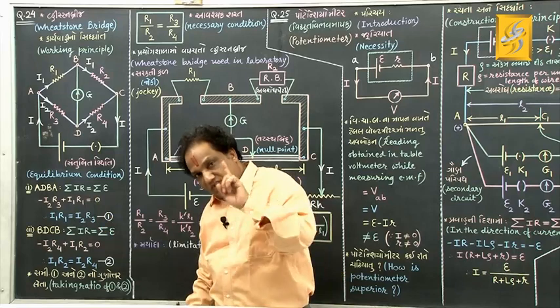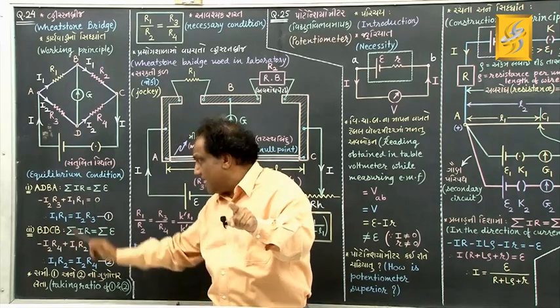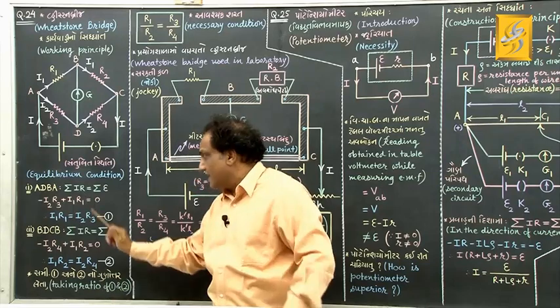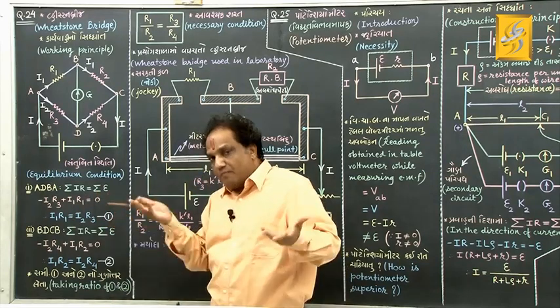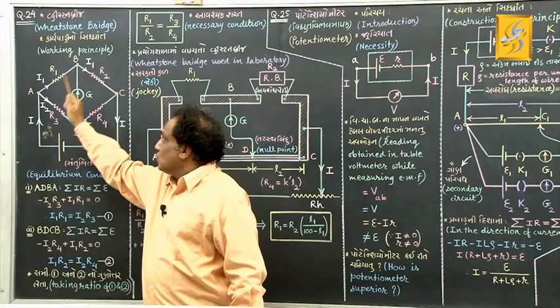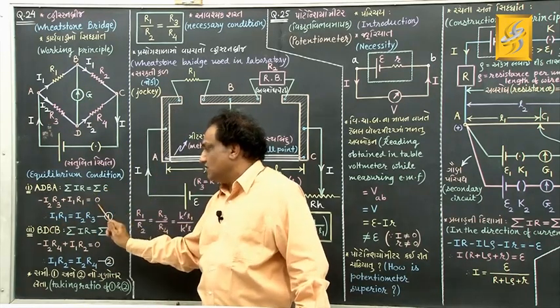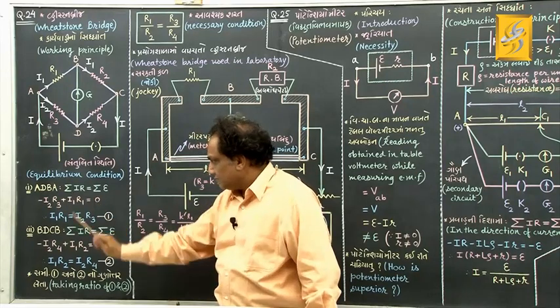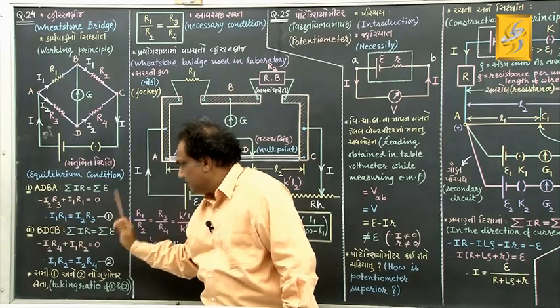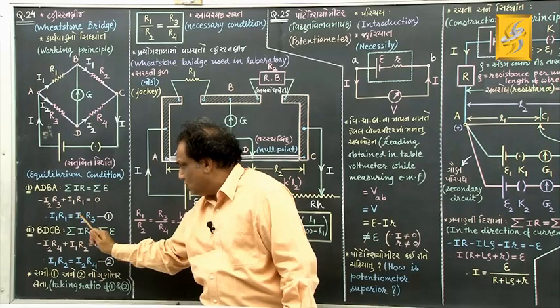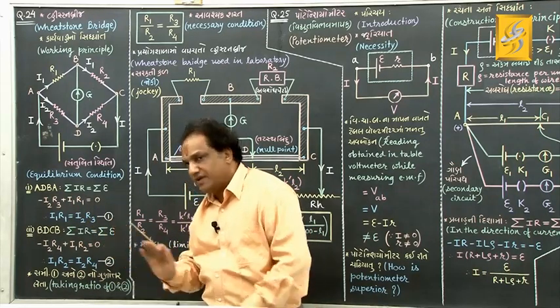Correct? In whichever closed path you are taking the algebraic summation of such products, in the same closed path we are supposed to take the algebraic summation of EMFs. But in this closed path there is no battery, no EMF. That's why sigma E is 0. Correct? Transfer this, it will become plus. So I1 R1 will be I2 R3. Give it equation number 1.